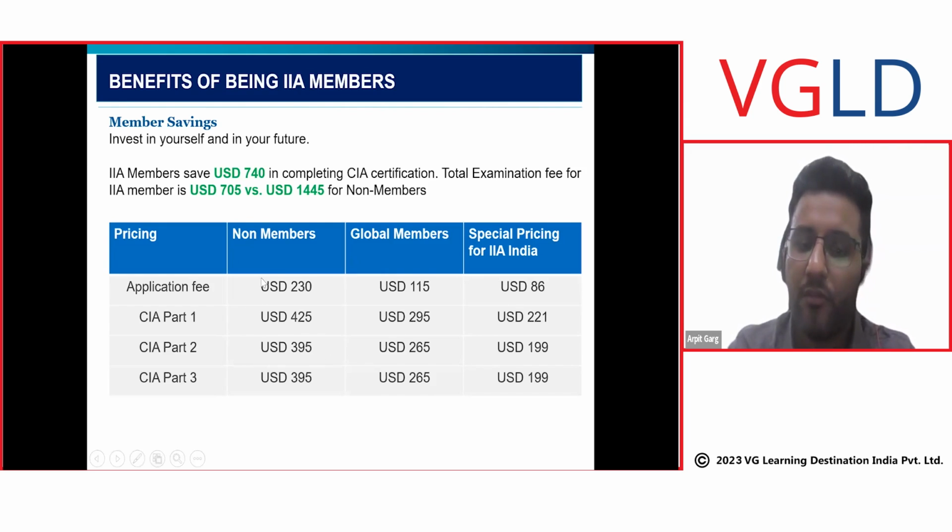For CIA Part 1, if you're a non-member, you will have to pay $425, but for an IA India member, you will have to pay $221. Likewise, for Part 2, you will have to pay $199. For Part 3, you pay $199. So that's the difference and the cost savings that you get. Precisely $740 is what you save if you're a member. That's why it's recommended, because 740 is good, almost like 57,000 rupees in INR, right? So this is how you can save and you can become a member.